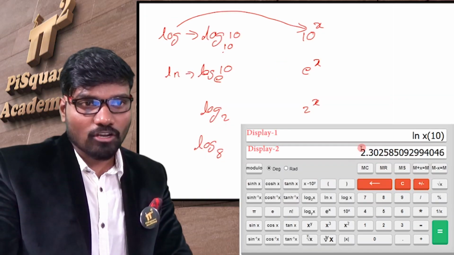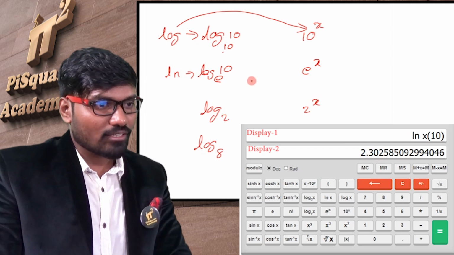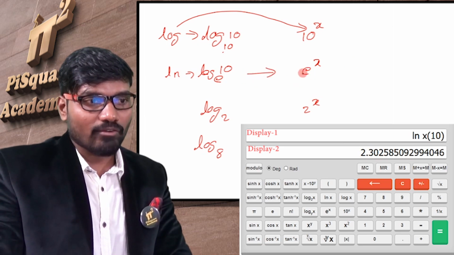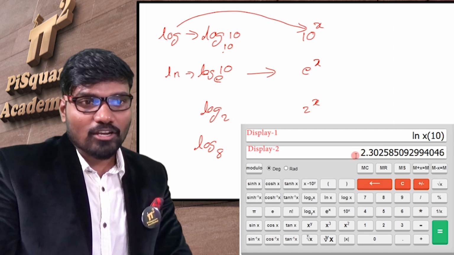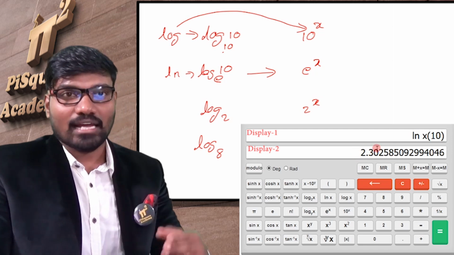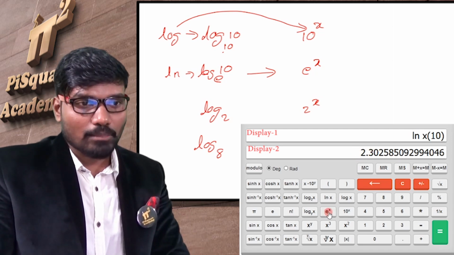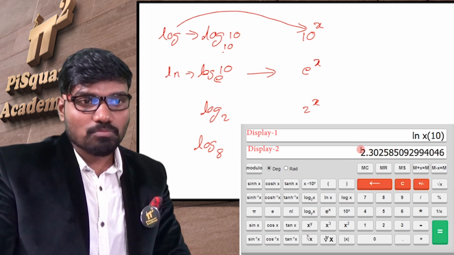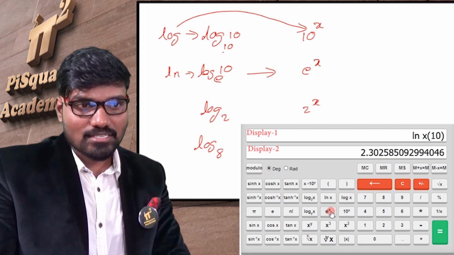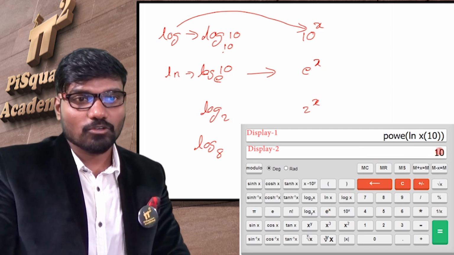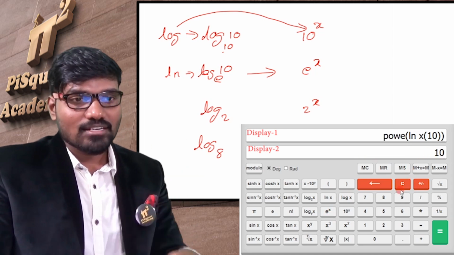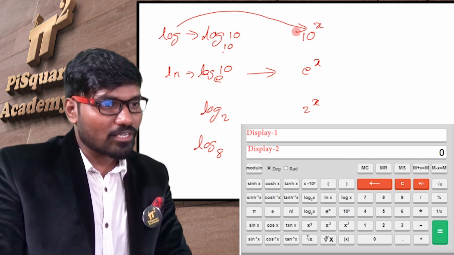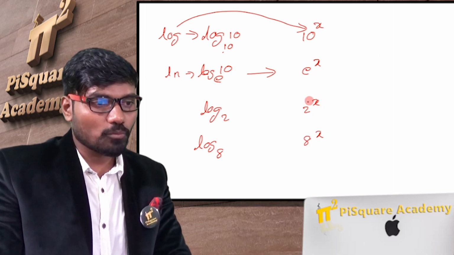Suppose I want to find the anti-log for this. Anti-log for this natural logarithm is e power x. So this is the value of x, this is the value of the result. I want to find the anti-log, then what will I do? e power x. See here. If I hit this, what will happen? Whatever the value in the display will be taken as x. That's it. So you got 10. That's what anti-log is.